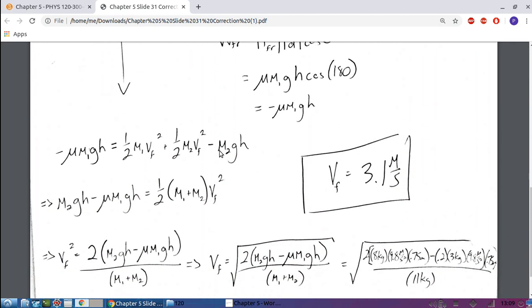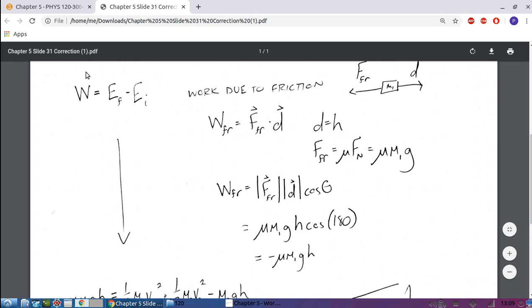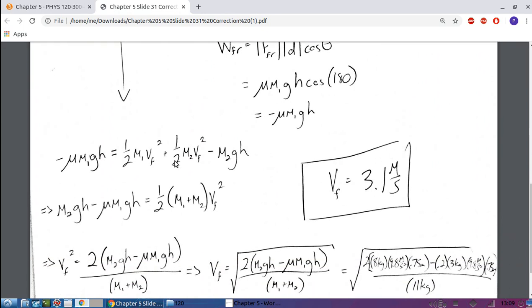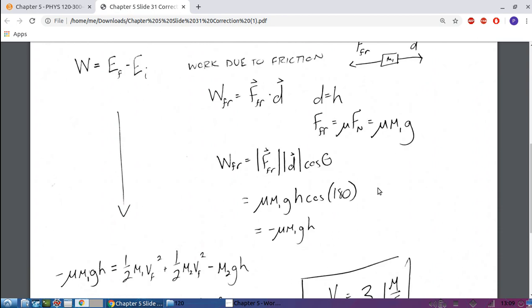I went through the same process, right? I have this formula right here. I just set the work equal to 0. The final energy was equal to the initial energy, and I got a speed. Now that I account for work, the friction is taking energy out of the system, so I get a lower speed. So this will be good practice.